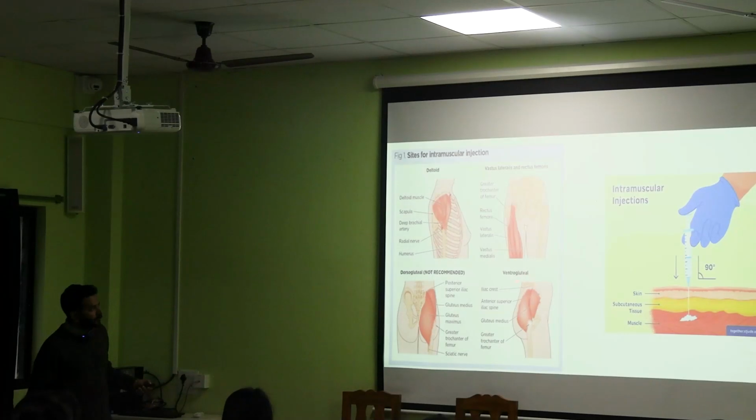Then ventrogluteal. This is the iliac crest, and the anterior superior iliac spine is there. You have to place your thumb and then inject accordingly. See, this is the intramuscular injection, injected at an angle of 90 degrees: skin, subcutaneous tissue, then inside the muscle belly.